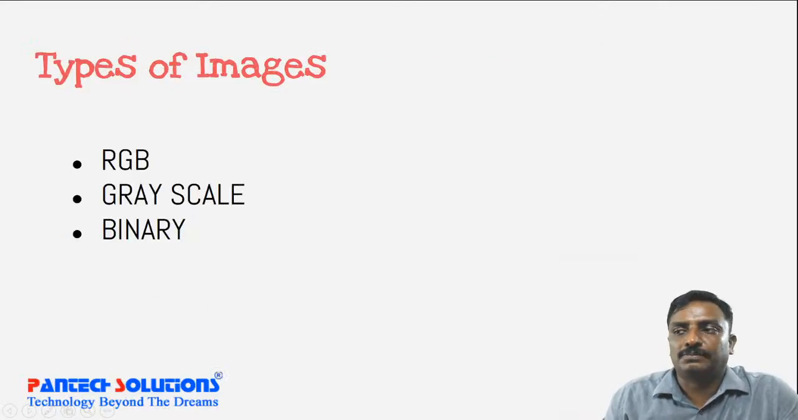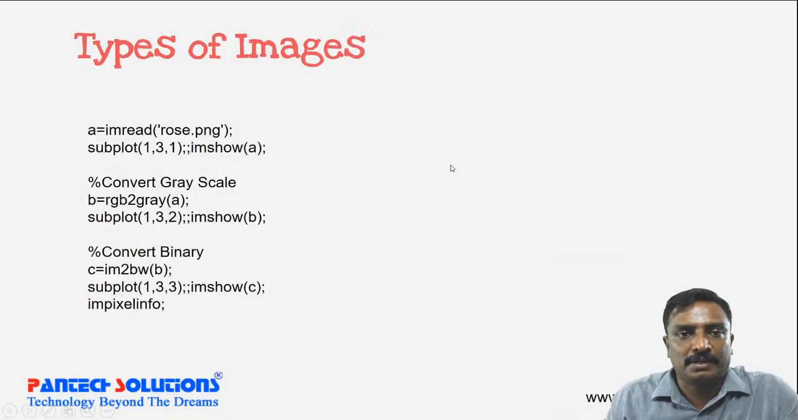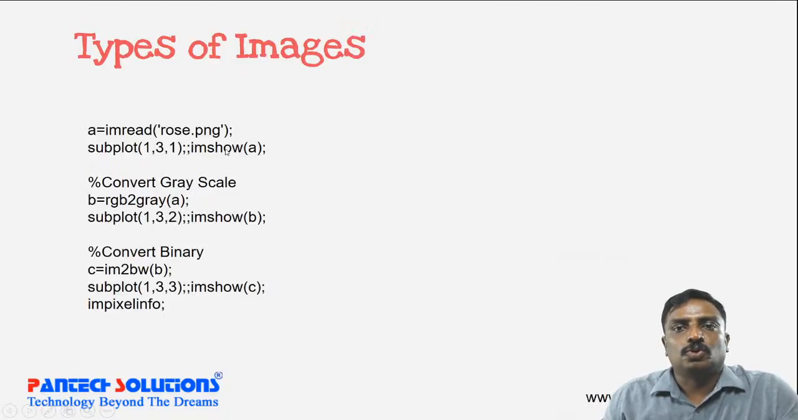The next is types of images. In this, we are going to take an RGB image, a color image, convert that to grayscale, and then convert the grayscale image to a binary image. First, I'm going to read the image. A equal to imread will read an image.